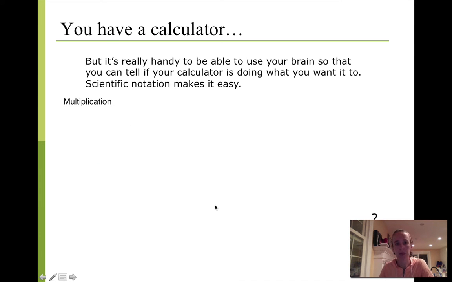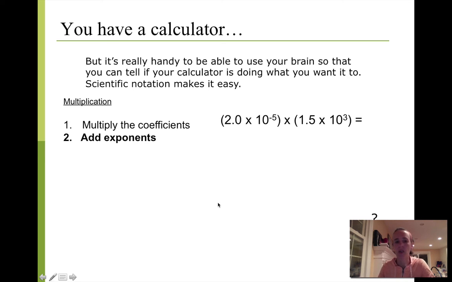I want you guys to be able to multiply numbers together just using your brain, not your calculator. And in scientific notation, that's not too hard. So if I've got these two numbers and I'm trying to multiply them together, the first step is to multiply the coefficients. That's our 2 and our 1.5 there. I should remember that. So what's 2 times 1.5? 3, right?